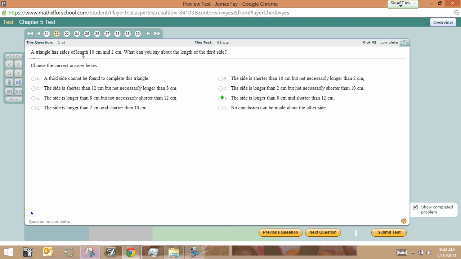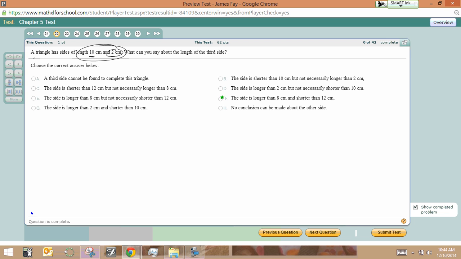Since the triangle has side lengths of 10 and 2, what can you say about the length of the third side? Remember, if we have two sides, we don't know if they are the smallest or the largest. So basically what we're saying here is that these two could be the smallest two sides. So when we add those together, they would have to be bigger than 12.